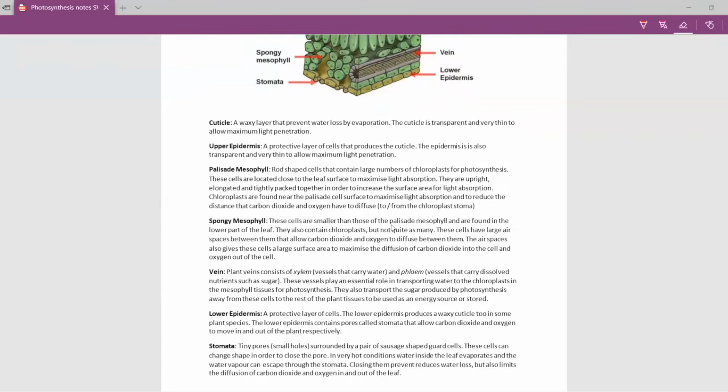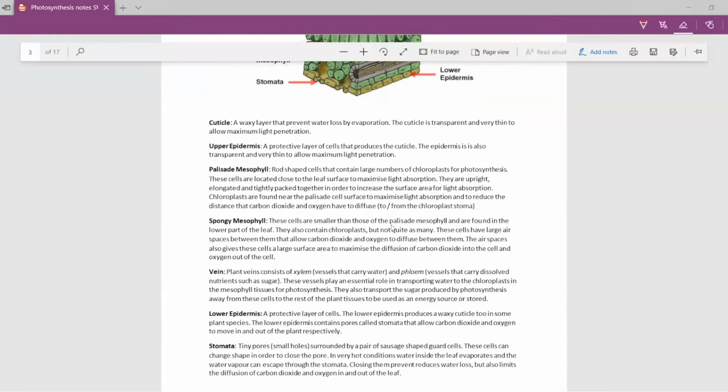Spongy mesophyll, like its name, is spongy and has air spaces. The air spaces are there for gas exchange. The spongy mesophyll cells are irregular shaped, with air spaces and fewer chloroplasts. The function of the spongy mesophyll is still photosynthesis. There's the lower epidermis with more stomata and more guard cells. The guard cells are there for gas exchange, meaning they allow carbon dioxide to enter and oxygen to leave.